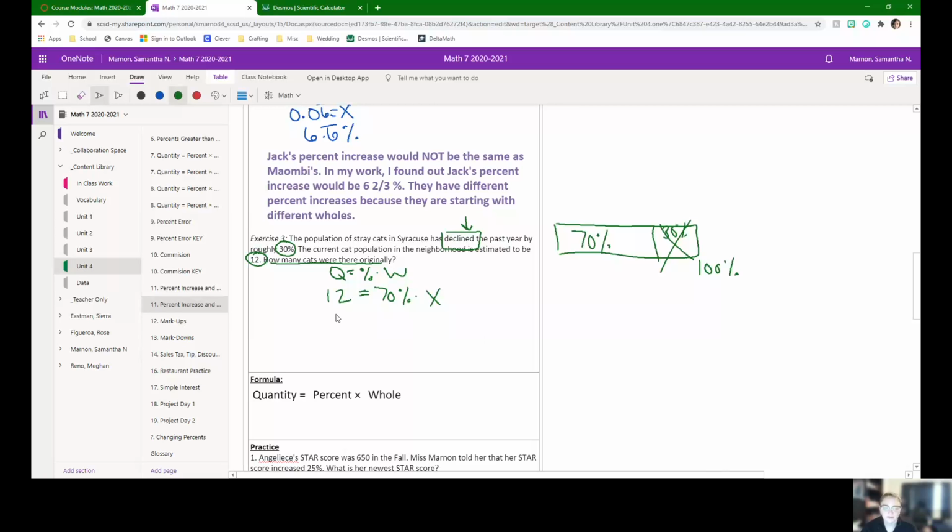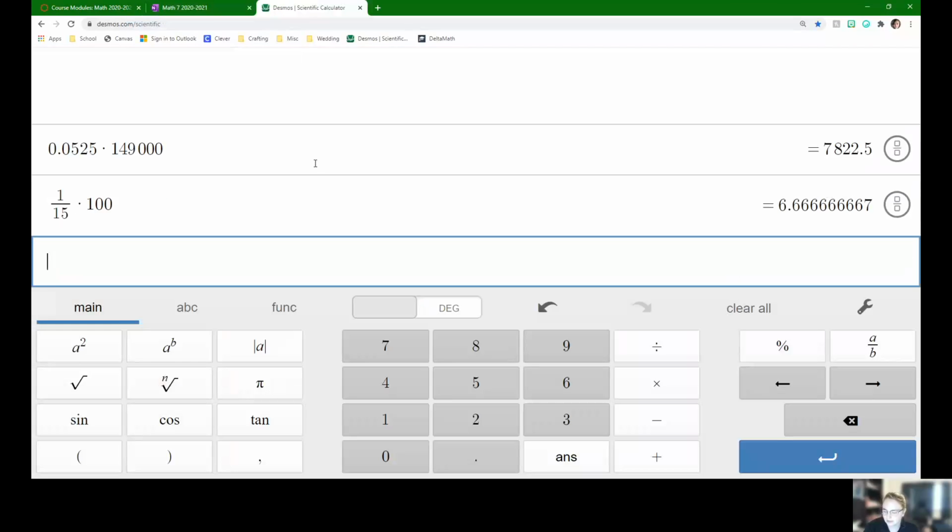So if you can solve this from this point, pause the video and solve this on your own. Okay, so I'm going to just rewrite this 70% as 0.7 times x. We can now solve this one-step equation because it's multiplying. We're going to divide by that 0.7 on both sides. This will get us x alone on this side and 12 divided by 0.7.